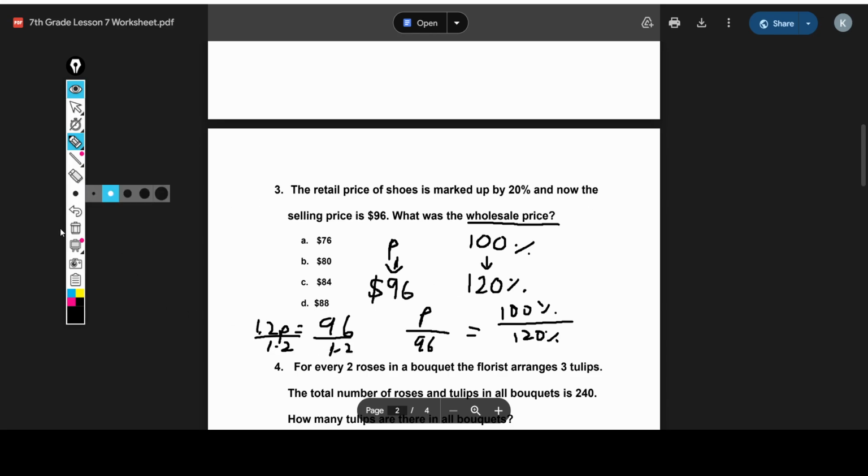Let me move up to here. You'll get P is equal to 96 over 1.2. So, like I said before, it was just 96 divided by 1.2, or 120%. And that happens to be $80. So our answer should be B, $80.